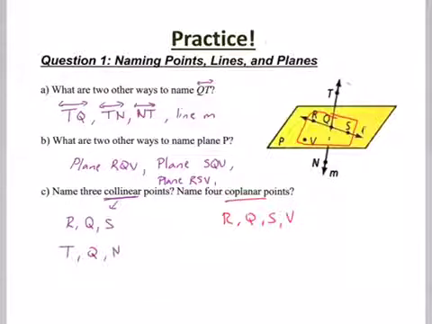Keep in mind, P is not a point because it's just a capital letter used for naming the plane, and it has no point indicator next to it.